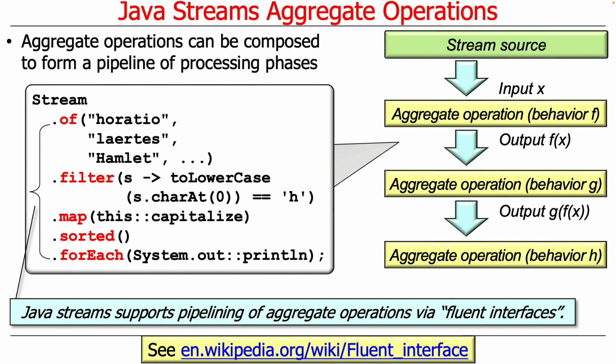Java Streams supports pipelining these things using so-called fluent interfaces, or the fluent interface pattern. The fluent interface pattern is used in other contexts as well, not just in Java Streams. Typically, it's used when you want to chain together a bunch of method calls, and it usually works by having a method return an object or a reference to an object so that you can then call another method on the output of that. Very, very commonly used in a lot of web programming frameworks. In this particular case, we have our example of Hamlet character names we're going to do some transformation to, and we're going to chain them together through fluent interfaces by saying stream of, .filter, .map, .sorted, .forEach.